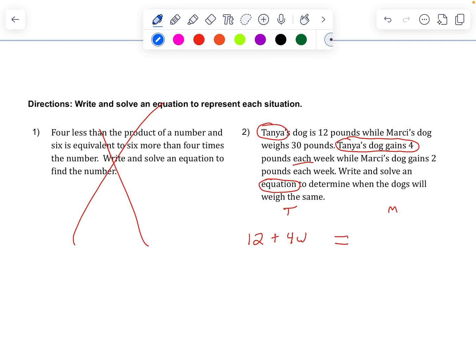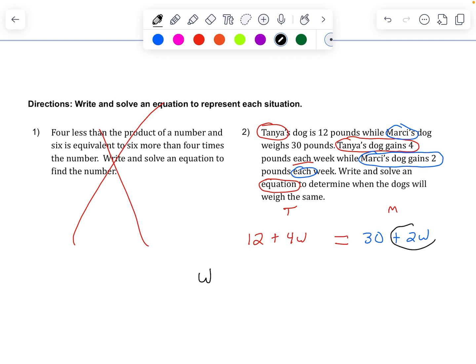All right, now we got Marcy. Her dog currently weighs 30 pounds, okay? Marcy's dog gains, so we're adding 2 pounds each week. Each means times again, 2 each week. All right, so we have it set up. We look to combine like terms or distribute on each side, which I cannot. Each side is already simplified, so we're going to move our W's to one side and our constant numbers to the other. So I'm going to move my W's over here.